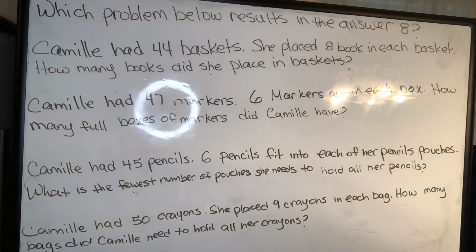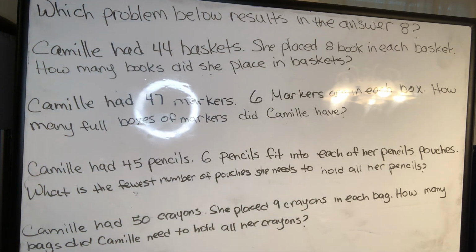So now, which problem below results in the answer 8? Choice number 1. Camille had 44 baskets. She placed 8 books in each basket. How many books did she place in each basket? Choice number 2. Camille had 47 markers. 6 markers are in each box. How many full boxes of markers did Camille have?